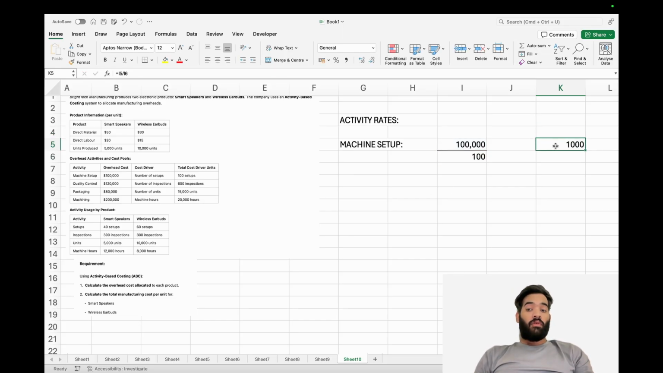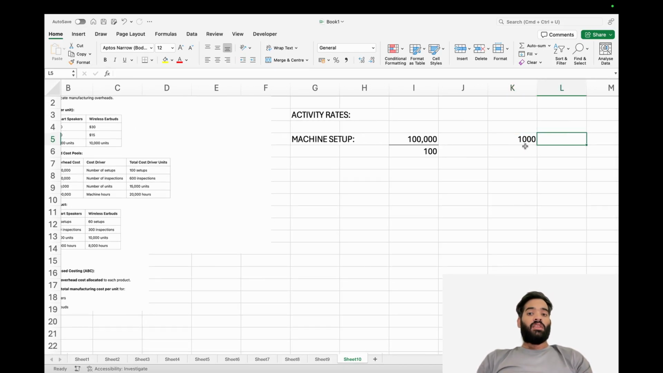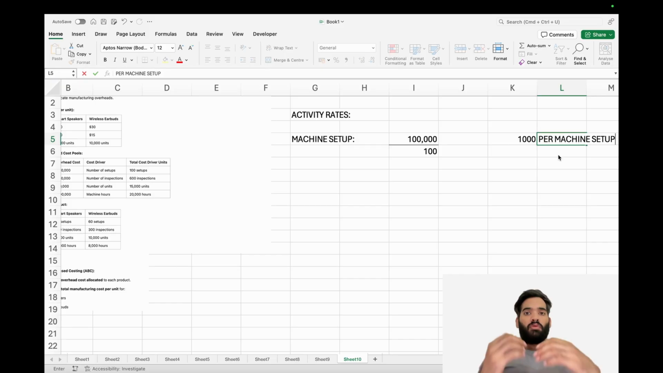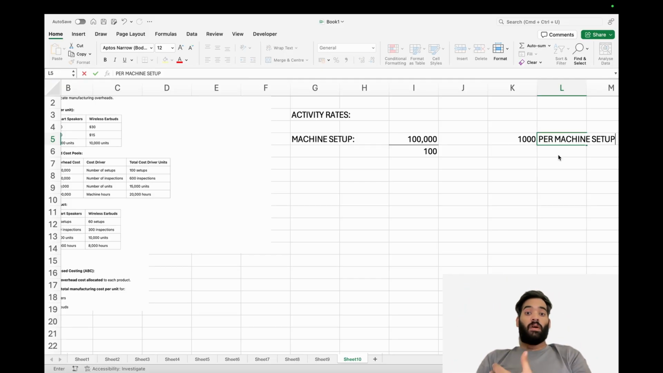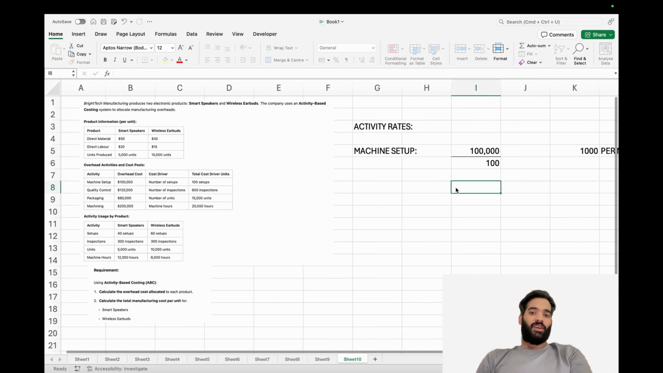So if we divide this by the cost driver, we are going to get the answer, which is the activity rate. Now you have to always make this a habit to write the meaning of what this means. This means we are using $1,000 per machine setup. Writing the meaning is important because it helps you clearly understand in the mind what you literally just found out. We just found out how much per machine setup costs us in overhead. So that's a good thing to know to be able to distribute the money.